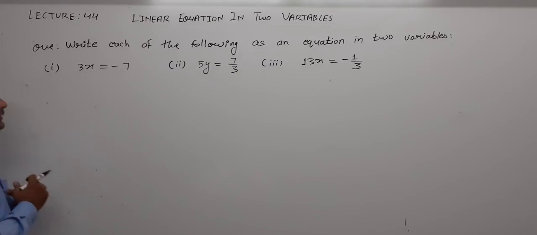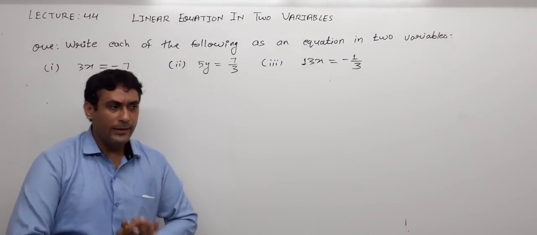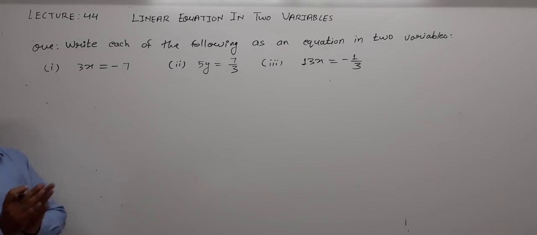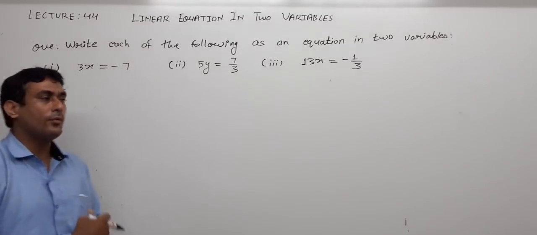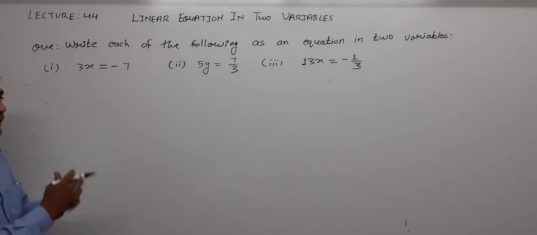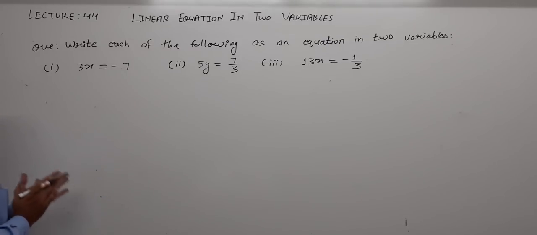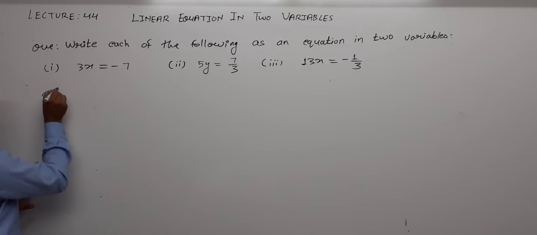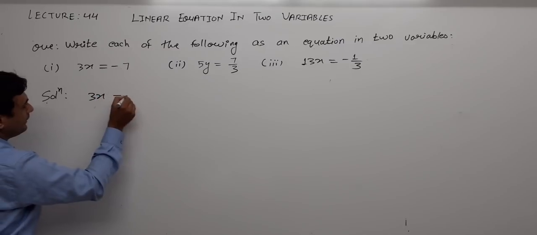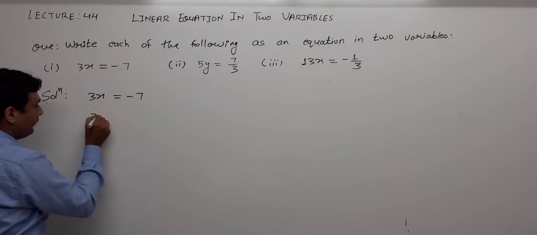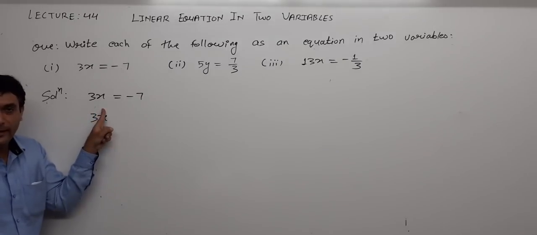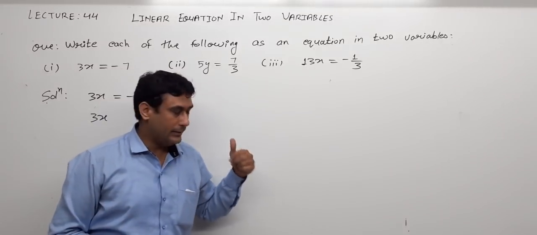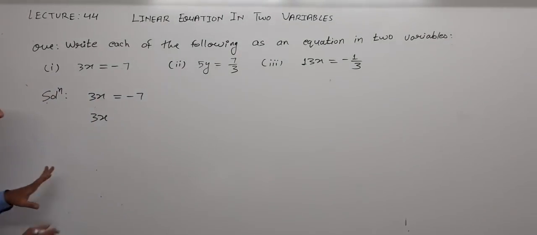So see, whenever it is asked to write an equation in two variables, we always try to write it in the standard form. The standard form says ax plus by plus c equal to 0. That means on the right hand side we should take 0. All the other terms we will try to take on the left hand side. So here, 3x equal to minus 7. First of all, we can see there is only one variable x, and as we have to write this equation in two variables, it means there must be y as well.